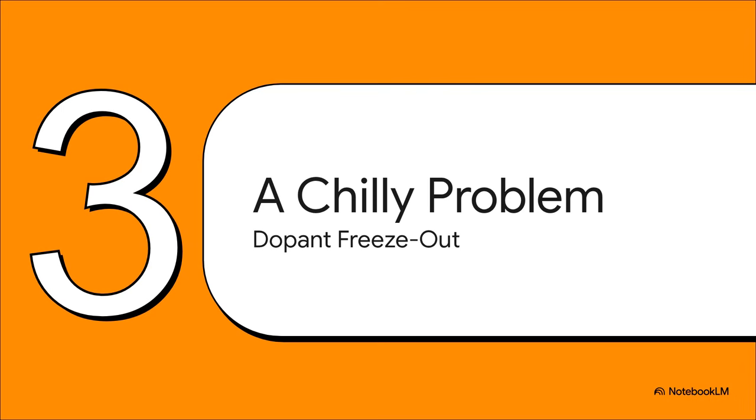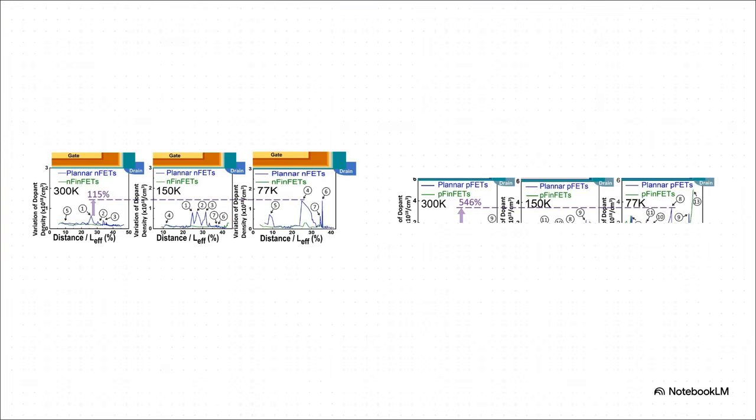And it has to do with the atoms we intentionally put into the silicon to make transistors work in the first place, the dopants. This is what we call dopant freeze-out. See, at room temperature, all those dopant atoms we add are ionized, creating the free carriers we need for the transistor to work. But when you get extremely cold, they can just stop. They become electrically neutral again. They freeze out. And the real problem is, this doesn't happen uniformly.